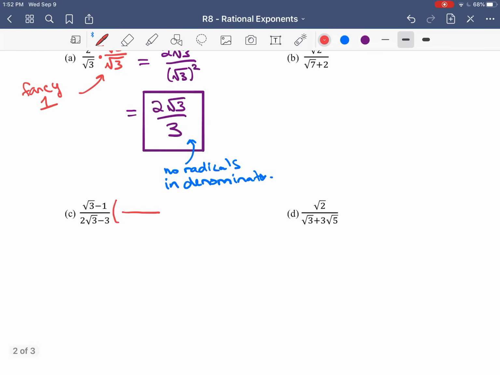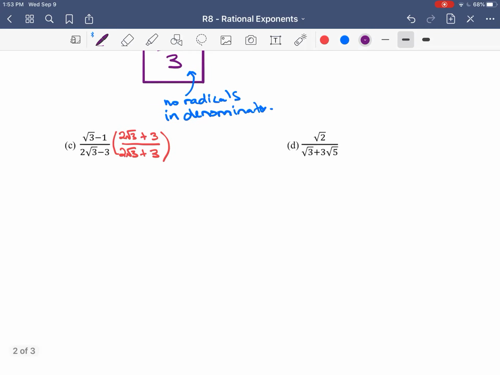Okay, so it's going to be 2 root 3 plus 3. And whatever I do to the bottom, I have to also do to the top. Okay, now I'm going to actually expand this out so that you see what happens. Okay, so let's do the denominator first. So I have to FOIL it out, right?